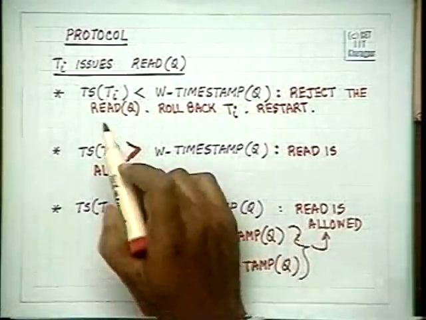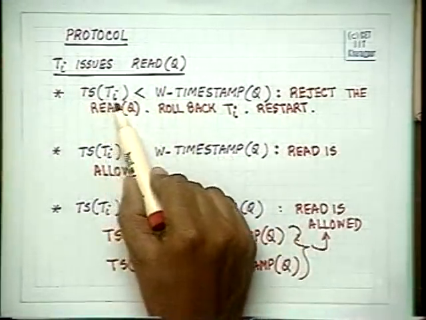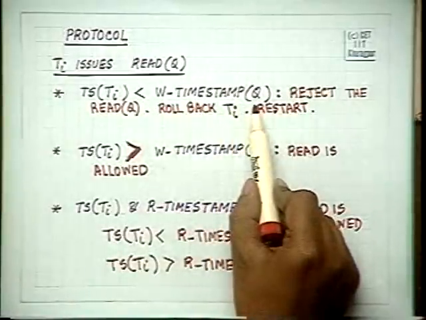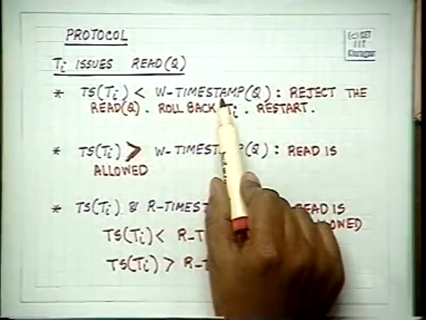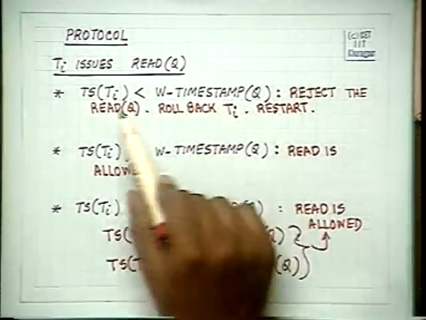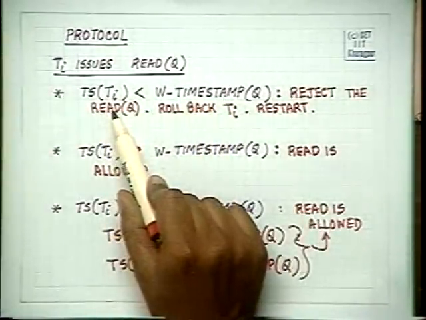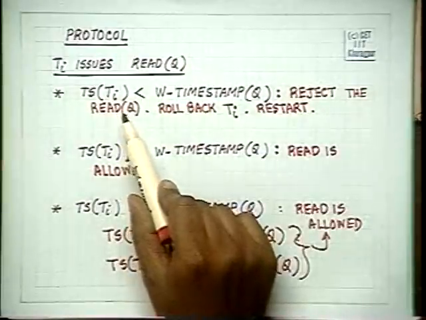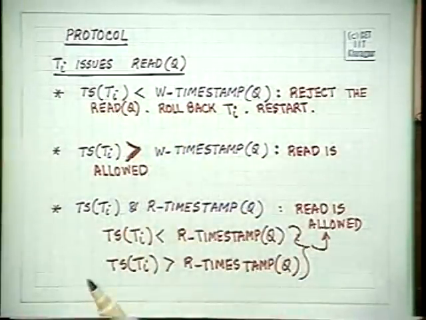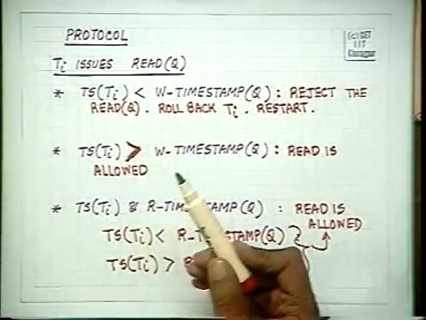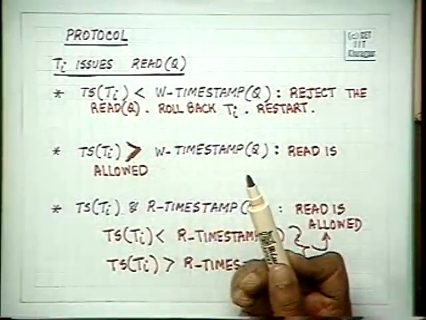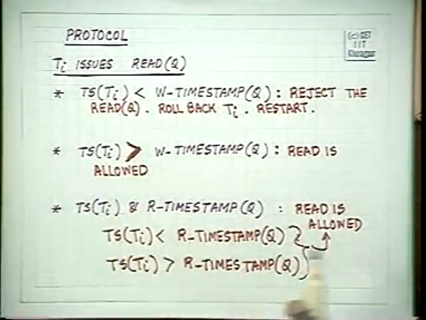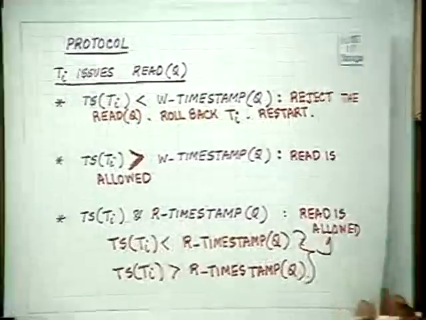In read, if TS(TI) is less than the W timestamp, we have no other option, because it is trying to read a value which is written by a transaction which started after TI. That we just cannot allow, because if we allow this, then we can have thousands of examples in which this will lead to problems, because we are not analyzing what the code exactly is. The code may be no problem. The others are all allowed in the case of read.